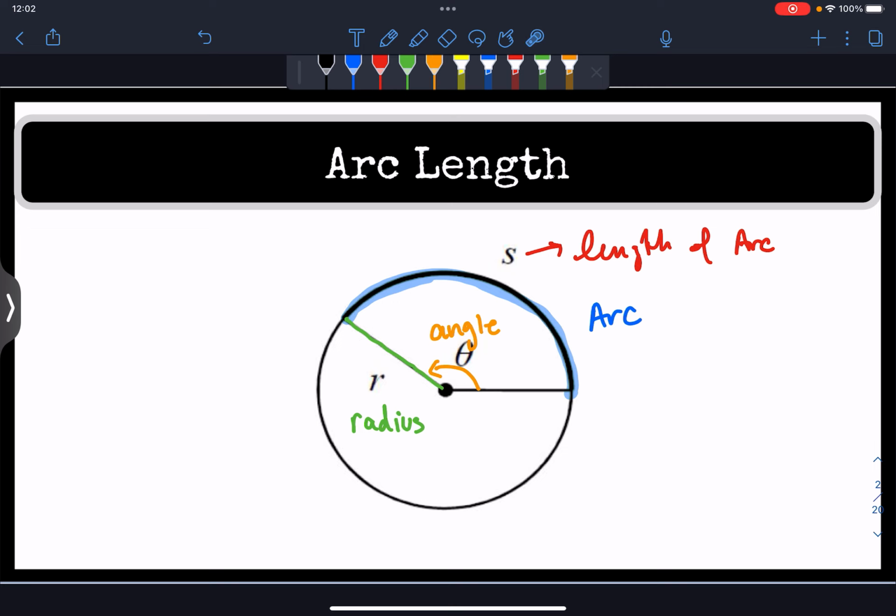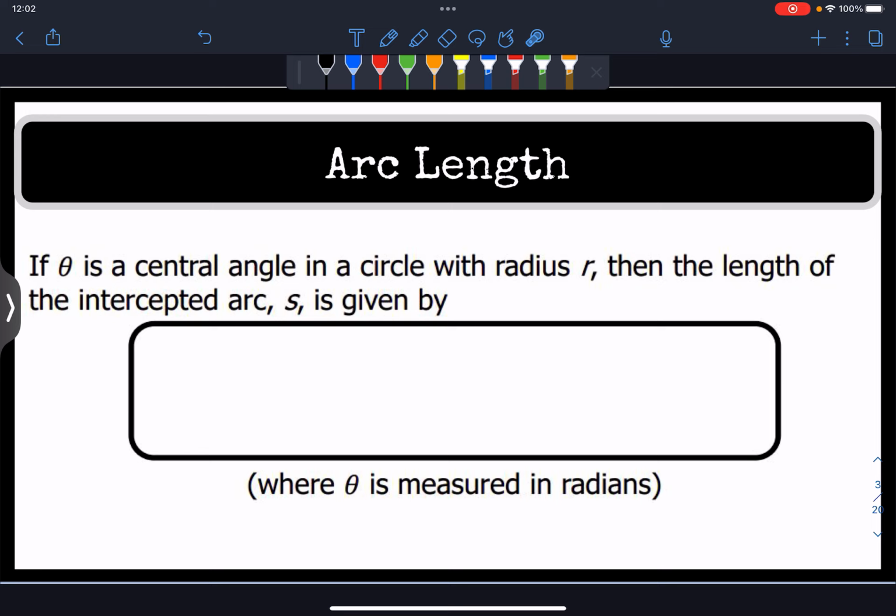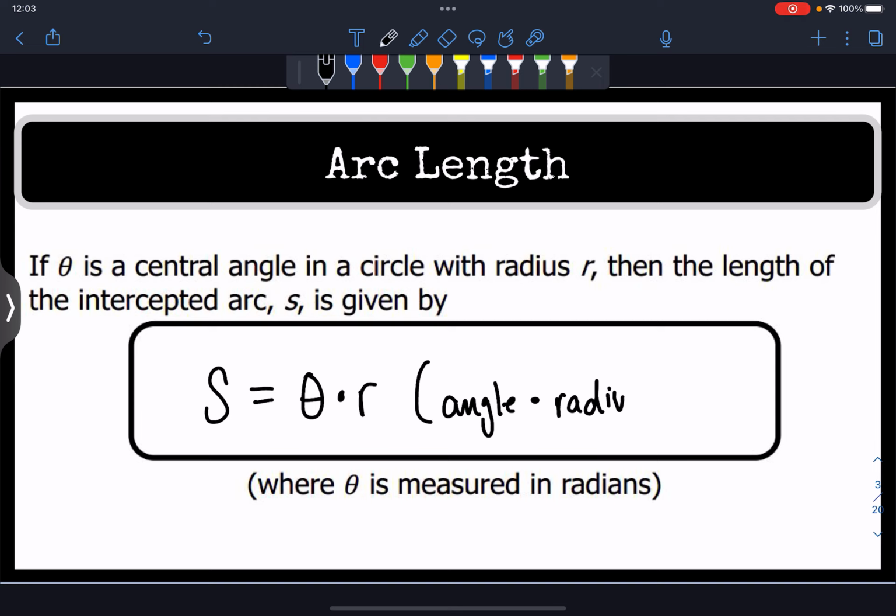Now, to figure out the distance of this arc, we simply multiply. The formula is that S, the arc, equals theta times the radius. That's all we have to do. Simply multiply the angle by the radius. The only catch is that the angle has to be measured in radians, not degrees.